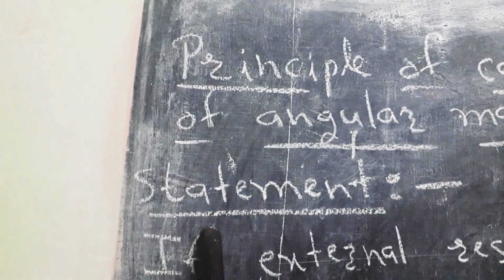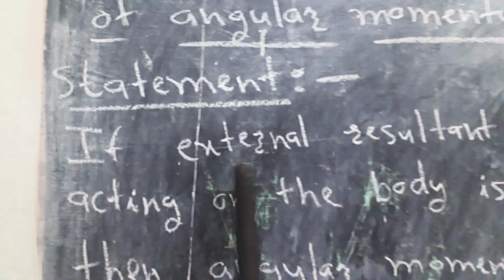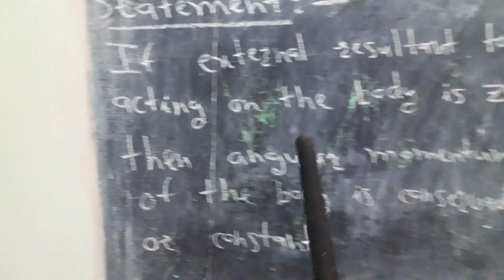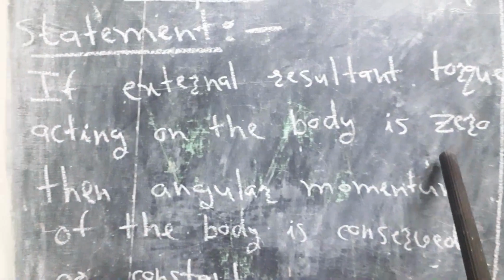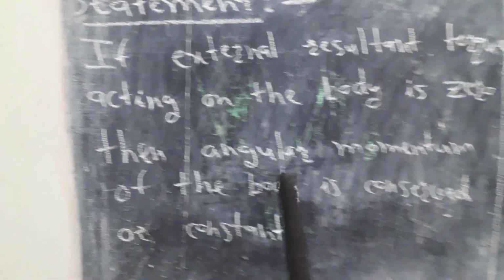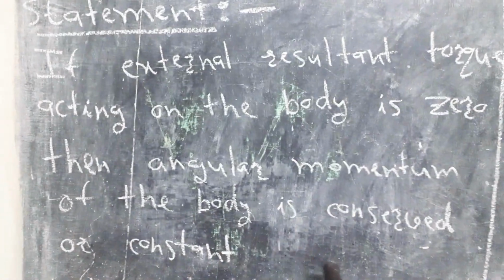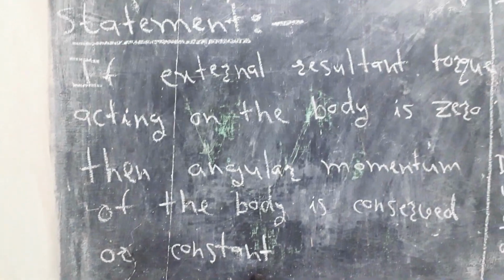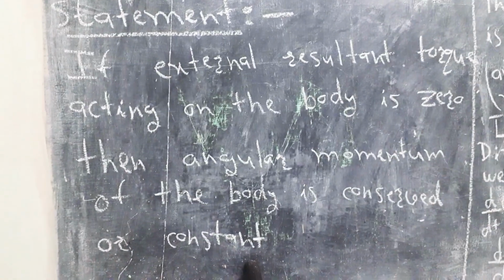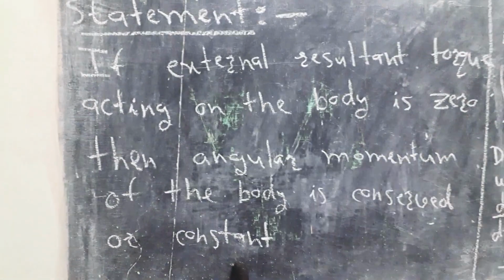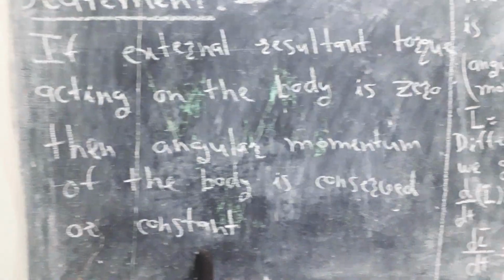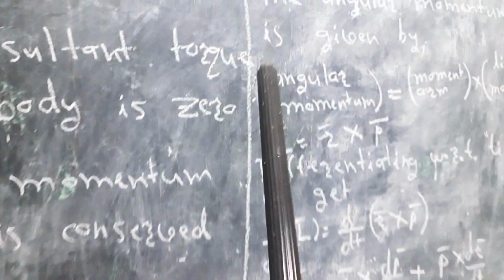Let us see the statement. If external resultant torque acting on the body is 0, then angular momentum of the body is conserved or constant. So understand the statement. If tau, that means torque, is 0, then capital L, that means angular momentum, is constant. So this is the statement. Let us see the proof.